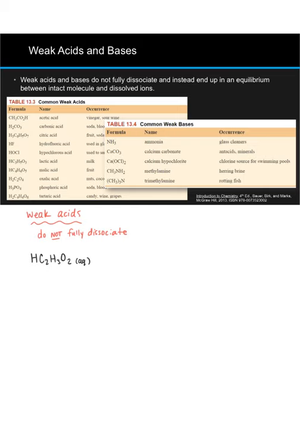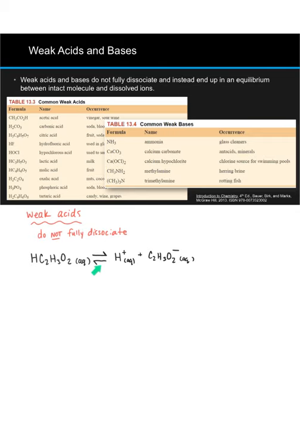We can illustrate through a chemical reaction how this lack of full dissociation differs from the complete dissociation we saw on the previous slide for strong acids by using not just a single arrow that points in one direction, but two arrows that point in opposite directions to indicate that we reach a balance between our acetic acid and dissociated ions, H plus and acetate.